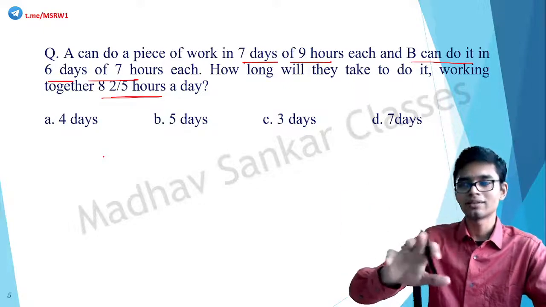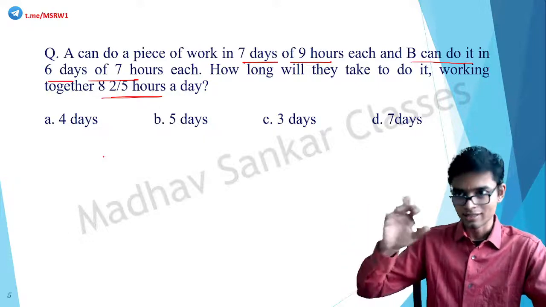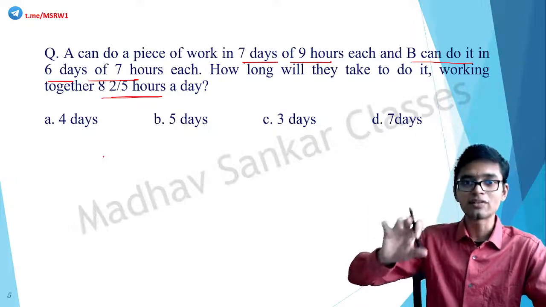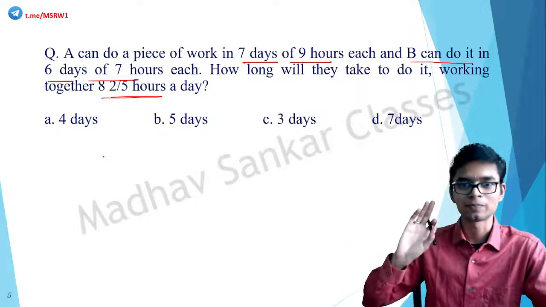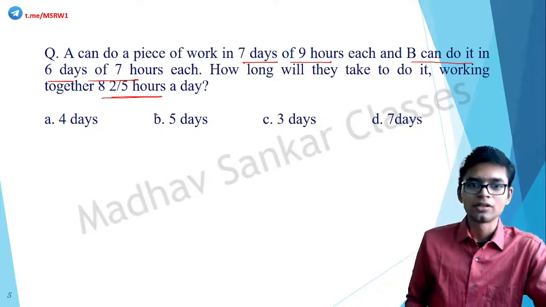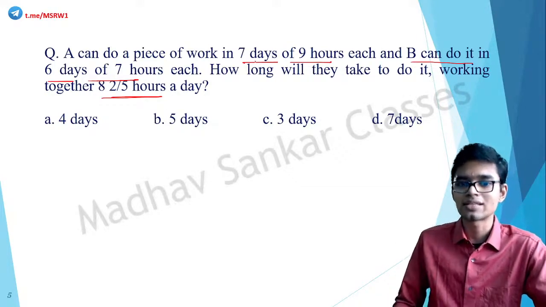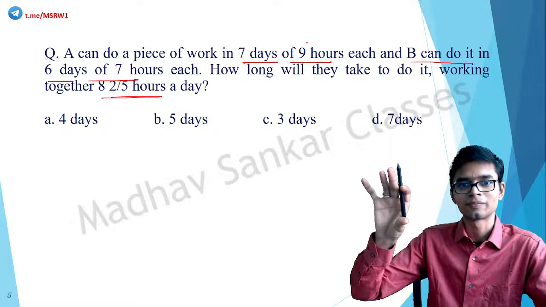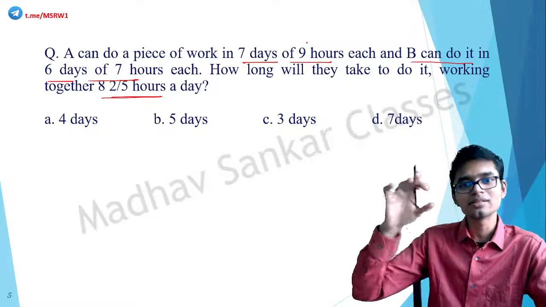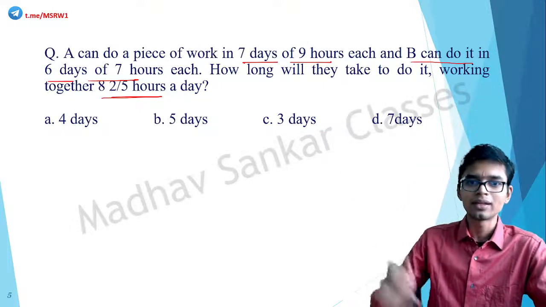Also, it is not asking for some random number of days it would take to complete. It specifically says that if they work together for 8 and 2/5 hours per day, then how many days will it take to complete the whole work? That is the question. Actually, this is very simple. So what to do? First of all, convert all into the same units. Instead of writing 7 days of 9 hours each, write it as 63 hours. So convert the whole thing into 1 unit. Clear? So let's begin.